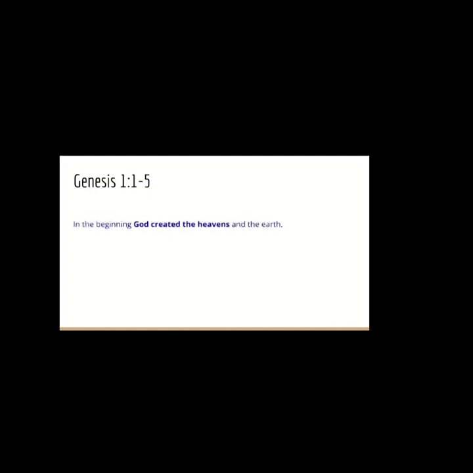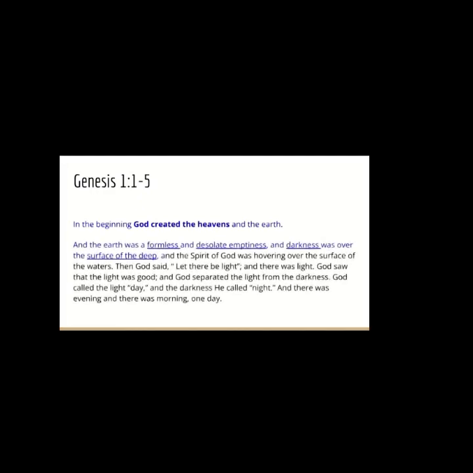Let's get into it. In the beginning, God created the heavens and the earth. And the earth was a formless and desolate emptiness, and darkness was over the surface of the deep. I'm going to stop there. You can keep reading the slide there on your screen here. But in the very beginning, we have this really unique element here first. We first get right in the very beginning, the very first four words: God created the heavens and the earth.